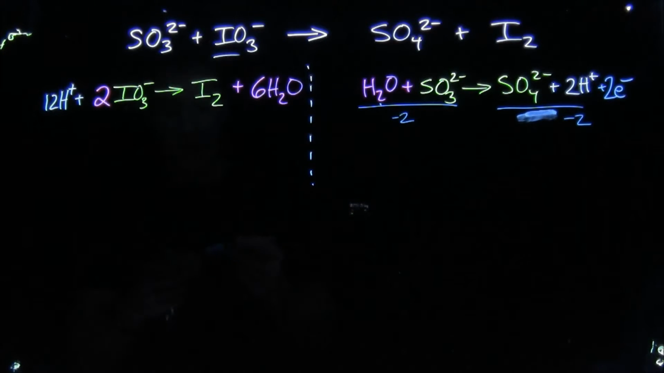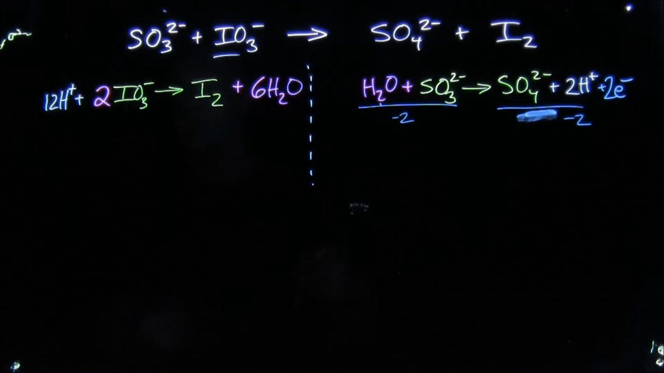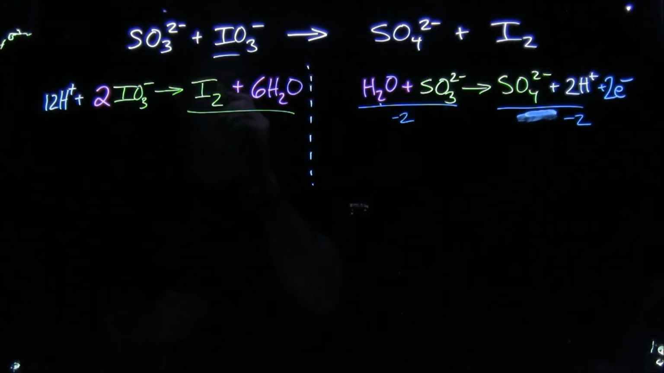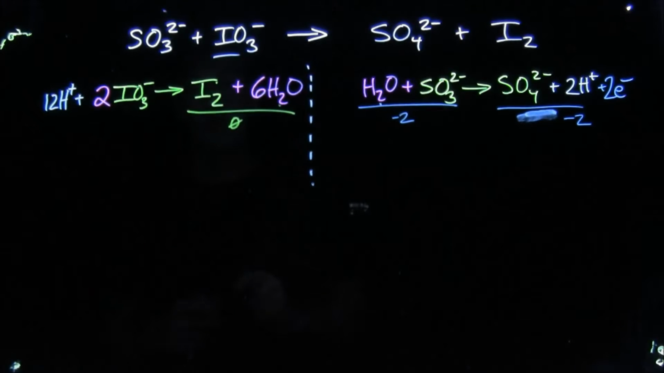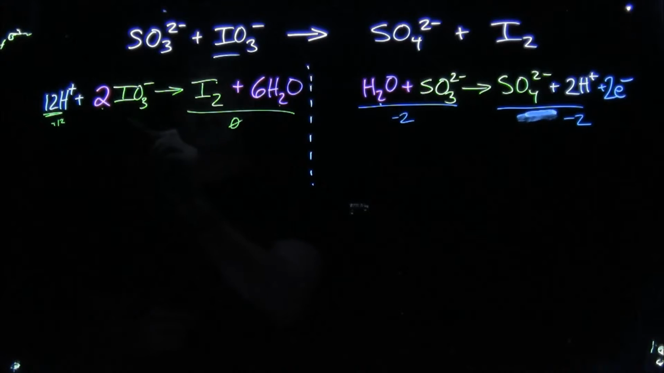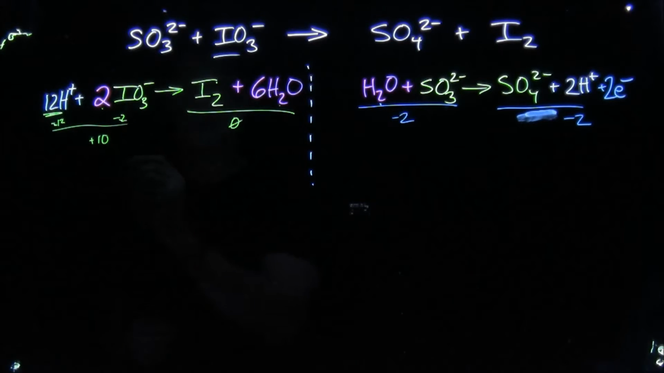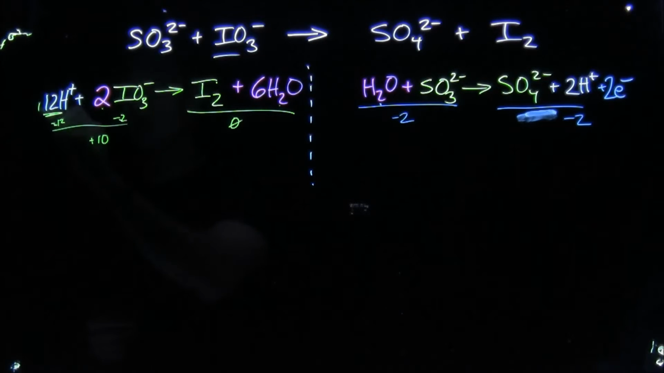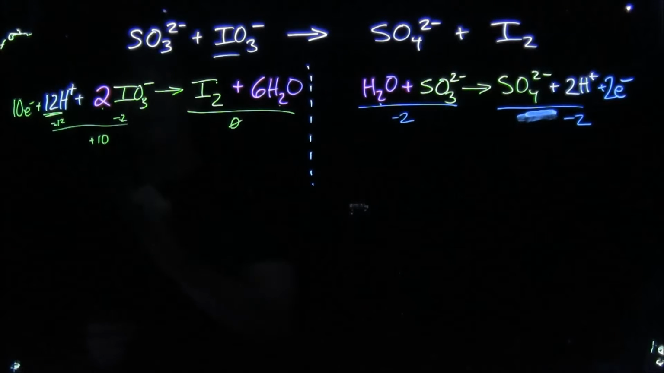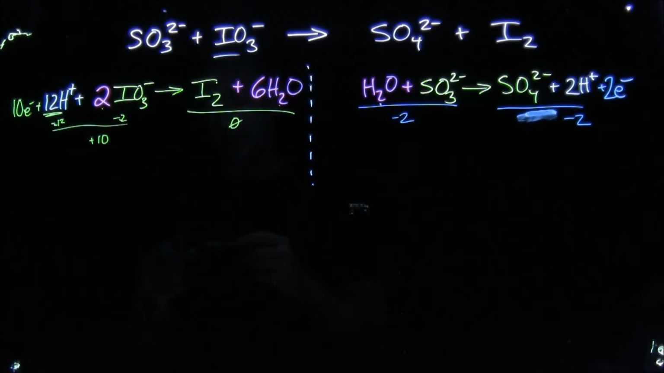We come over to the iodine reaction, and this side right now has neutral and neutral, so you've got a 0 charge there. Then you have 12 hydrogen ions, so that's positive 12, and 2 iodates, so that's -2. So positive 12 minus 2 gives you positive 10 for this whole side. And since the other side was neutral, I'm going to need to add 10 electrons to the reactant side there.